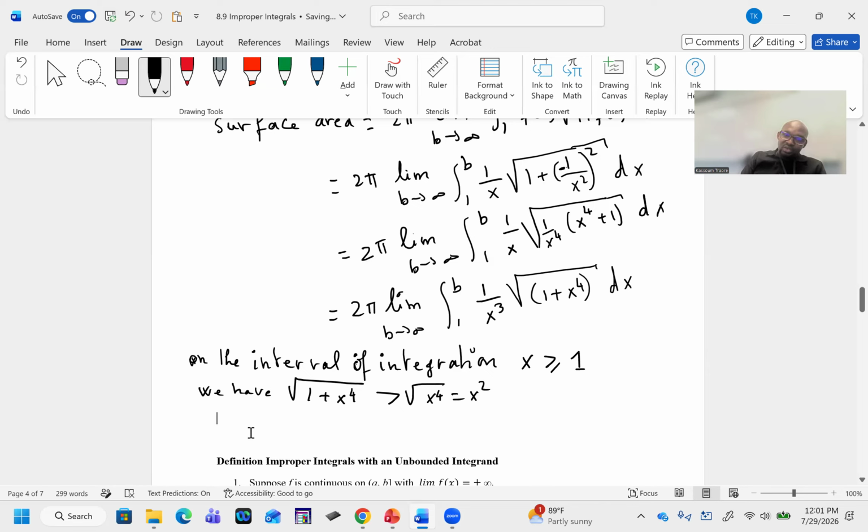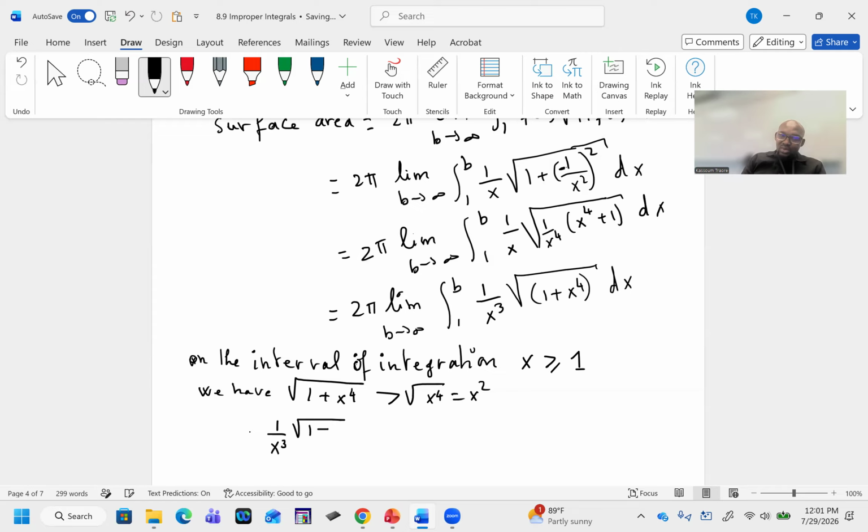So I'm just trying to prove that this integral diverges, okay? So what do we have there as well? We have 1 divided by x cubed times the square root of 1 plus x to the power of 4, which will also be greater than what? 1 divided by x cubed times x squared. That makes sense to everyone, right? Because if the first statement is true, then this statement is true as well. And x squared divided by x cubed is what? 1 divided by x.